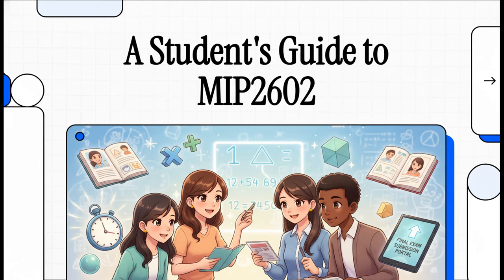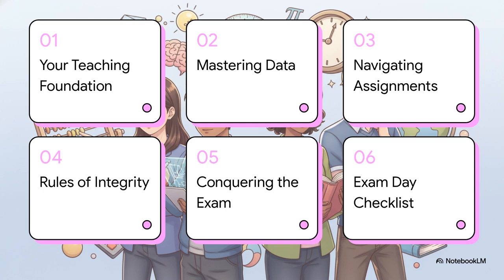Okay, so you're a UNISA student and you're staring down module MIP2602, Mathematics for Intermediate Phase Teachers. Well, you have definitely come to the right place. In this guide, we are going to break down everything you need to know to succeed. I'm talking from the core concepts that'll actually make you a better teacher, right down to the nitty-gritty details of submitting that final exam. All right, let's jump right in.